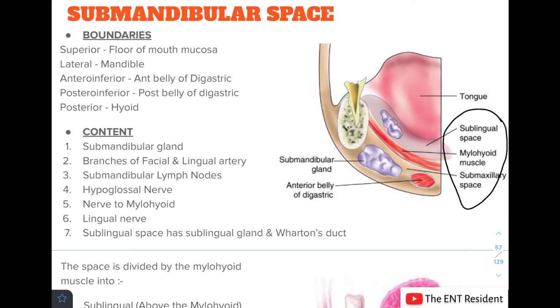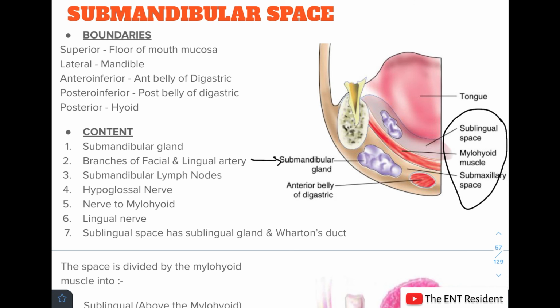Laterally by the mandible, antero-inferiorly by the anterior belly of digastric, posterior-inferiorly by the posterior belly of digastric and posteriorly by the hyoid. So, looking at its content, it contains the submandibular gland, branches of facial and lingual artery, submandibular lymph nodes, hypoglossal nerve, nerve to mylohyoid, lingual nerve, and the sublingual space separately has the sublingual gland and Wharton's duct.